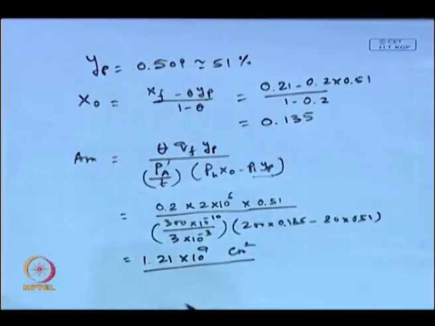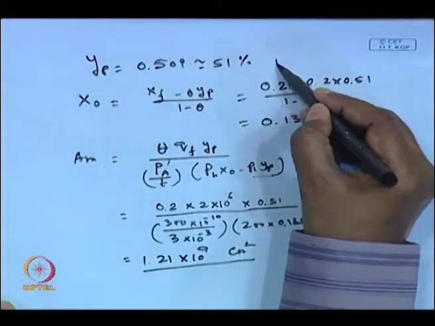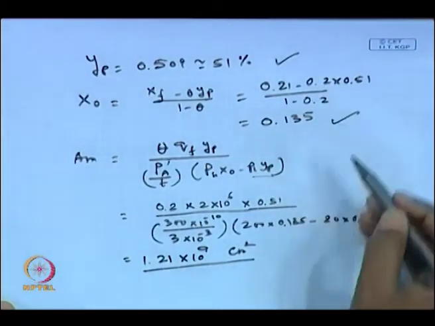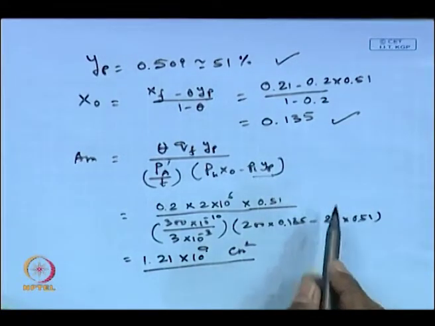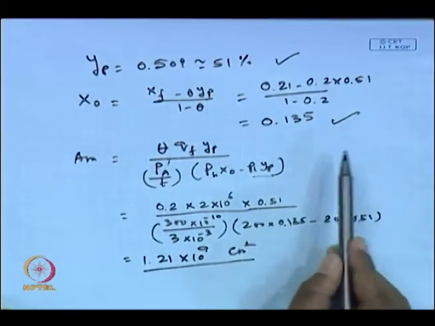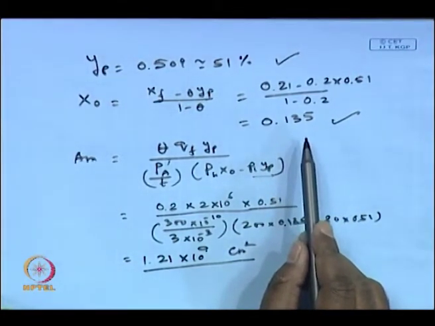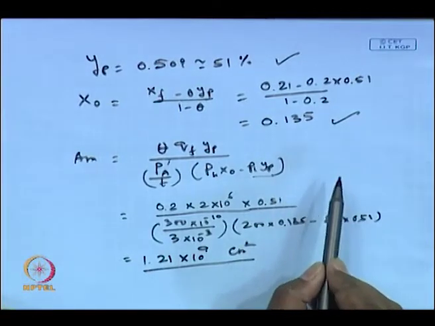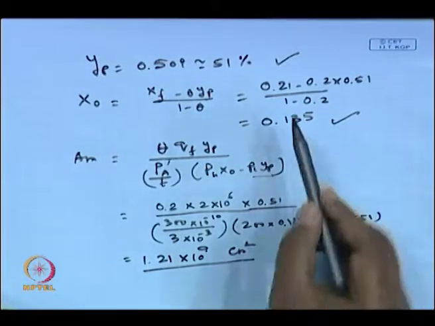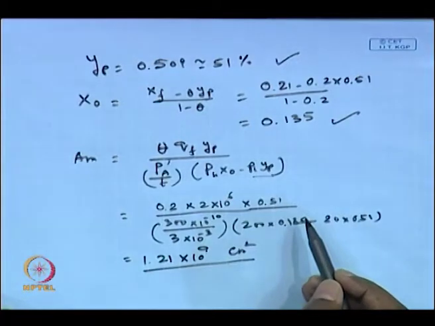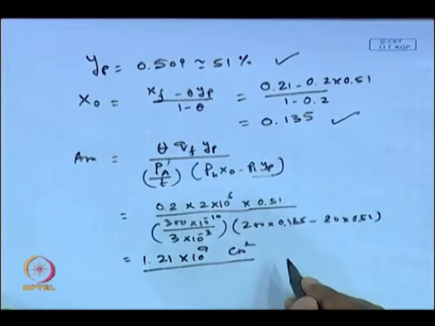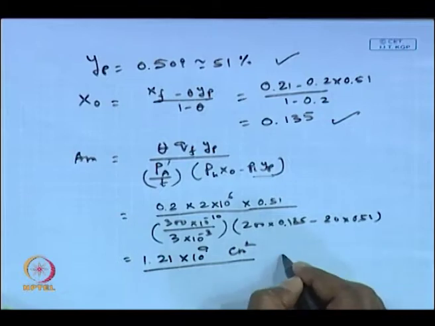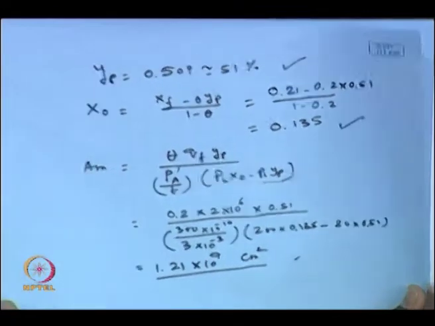So, you can find out the various parameters, you can find out the permeate composition, you can find out the reject composition. That means, initially you are having in the feed 21% oxygen, and at the end of the operation in the reject stream you are going to get 13.5% oxygen. That means the feed stream or the reject stream has been stripped of oxygen and the permeate stream is enriched by oxygen, and to achieve this separation we have to provide a membrane area of 1.2 into 10 to the power 9 centimeter square. That much membrane area one has to provide.